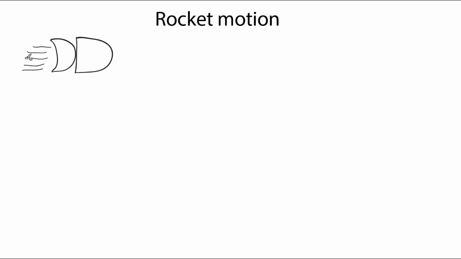So there's exhaust coming out the back, which is moving with some velocity of the exhaust with respect to the rocket, and then the rocket itself is moving forward with some velocity v. Okay, it also has a mass, but that mass is not constant. It varies with time. That's important. It ejects mass continuously backwards, so the mass continuously decreases.